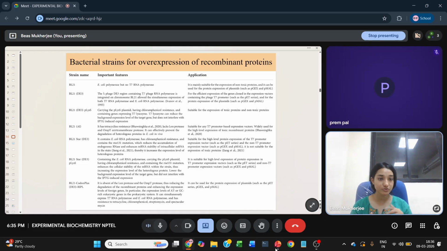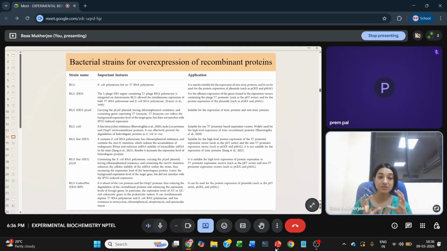So this is what we also use in the lab. Okay, and for the protein expression of the plasmids such as PGEX and PMAL. Next we have BL21 DE3 pLysS. So this is the same system but with another plasmid. So this particular plasmid is pLysS.